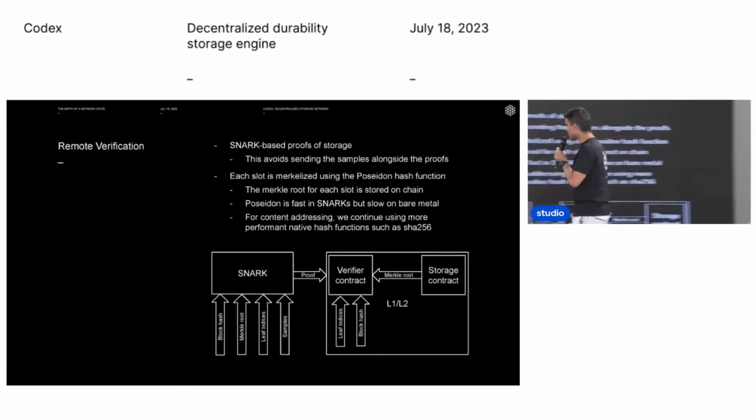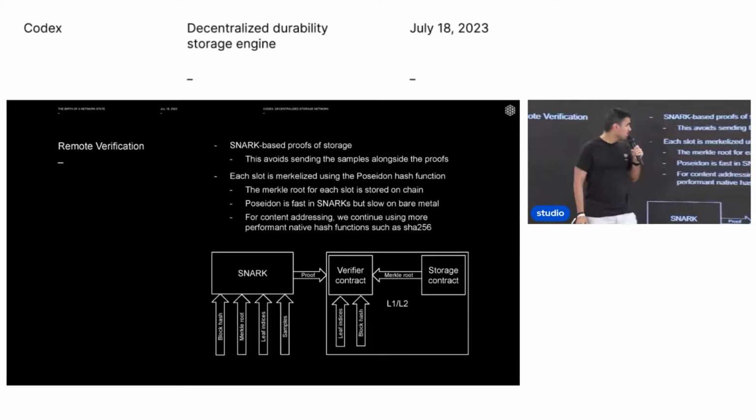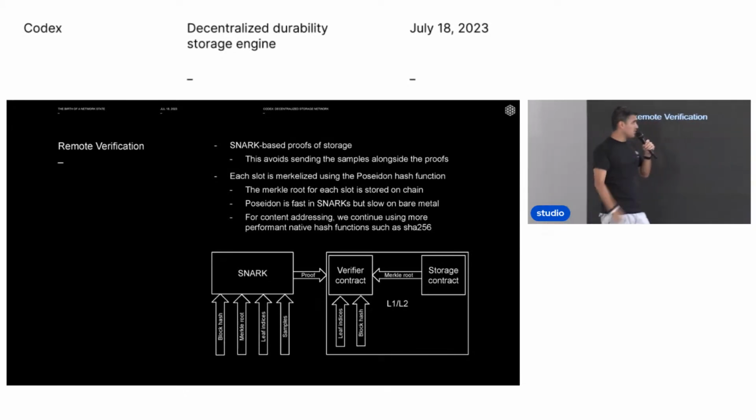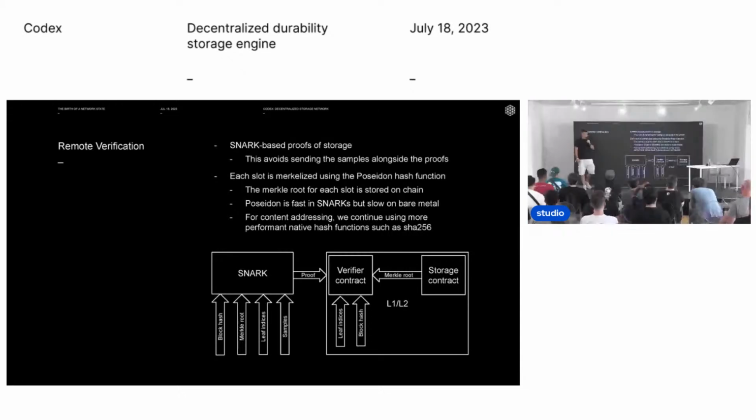Now, remote verification. We implement a verification system that is based on SNARKs. This is to avoid sending samples alongside the proofs. As I said, it's important to make sure that the storage nodes have the data that they say they have, but you cannot ask them to send the entire data set because that is just not scalable at all.